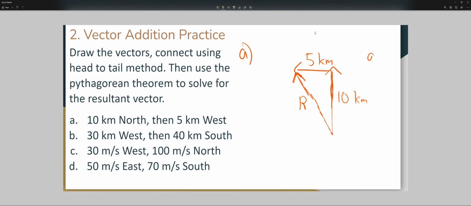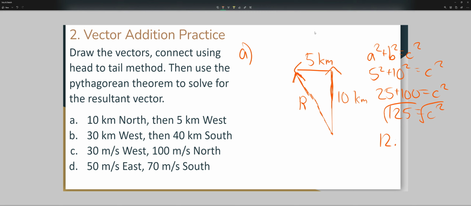And again, I'm going to use my Pythagorean theorem. A squared, 5 squared plus 10 squared is equal to C squared. 25 plus 100 is C squared. 125 is C squared, square root both sides, and you get something around this. And it's very important that you put the unit there, otherwise you're wrong. So 12.2 kilometers. That would be my answer there, right? And essentially you're doing the same exact thing for all the other problems.